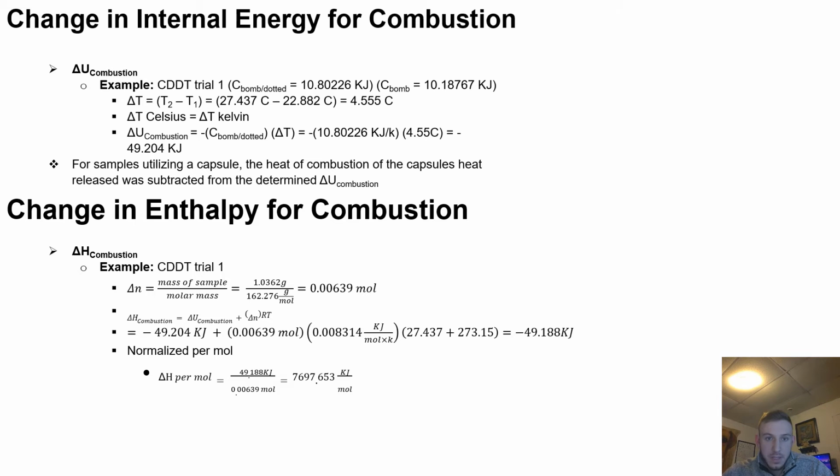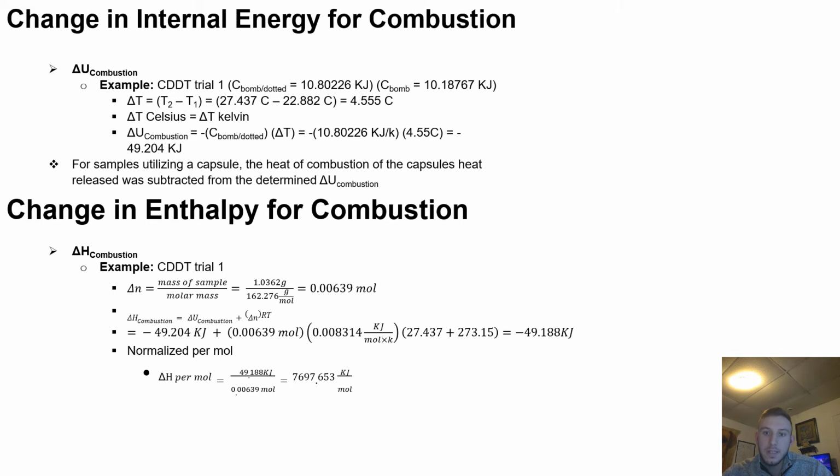And first we need to determine the change in moles of gas throughout the sample. So basically we were able to take the mass of the sample and divide that by the molar mass. And this would ultimately give us our moles. Just a little bit of stoichiometry. So now we're going to look at this change in enthalpy of combustion reaction, and this is equal to the change in internal energy of combustion plus the moles multiplied by the gas constant multiplied by the maximum temperature.